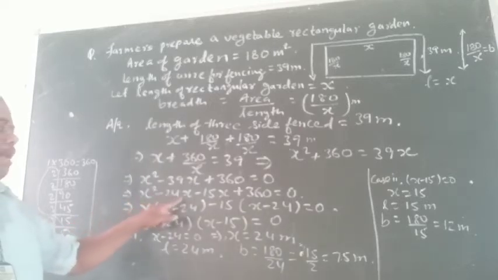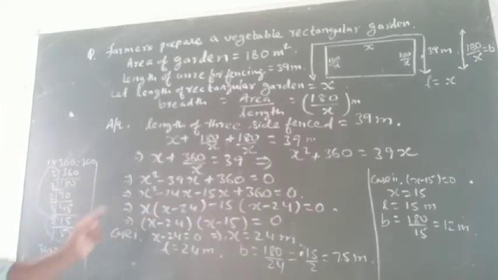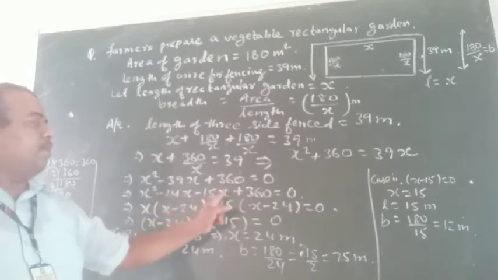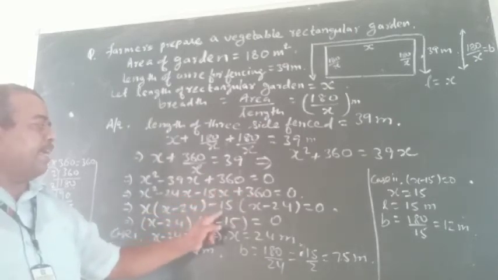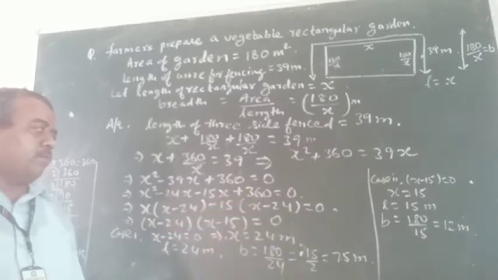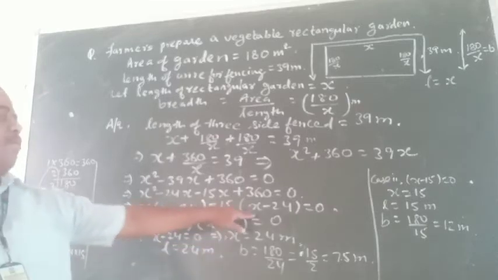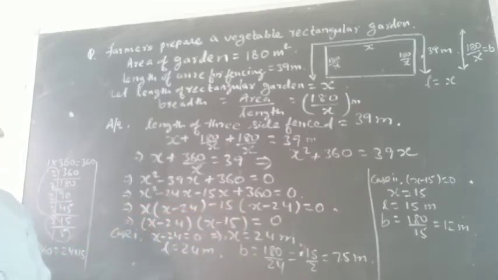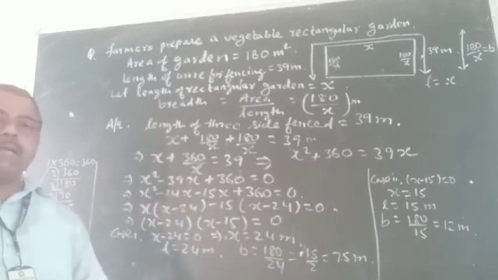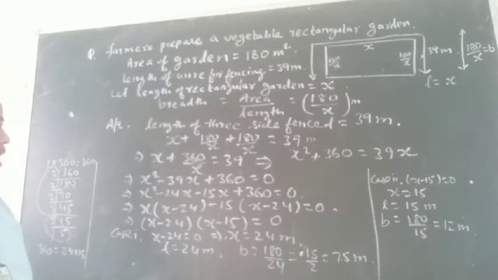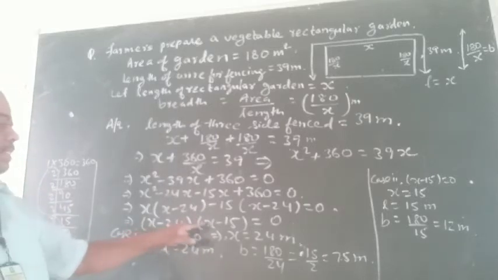From the first two terms and the last two terms you have to take common. From the first two terms, x is taken common, x remaining, minus 24 remaining. From the last two terms, if you take minus 15 common, x remains and here 24. Okay, x minus 24 is a common term, it comes out. Now x minus 15 is remaining, equal to 0. Now, this is the first factor and this is the second factor.